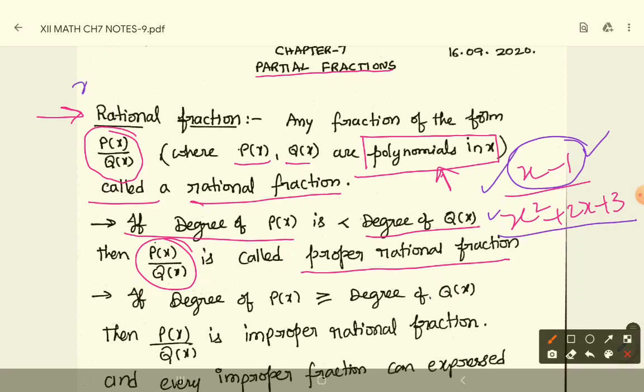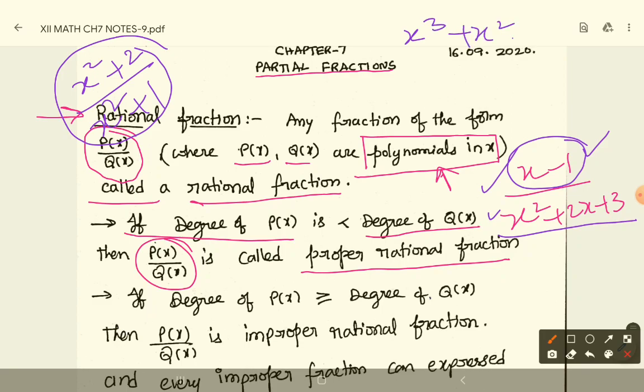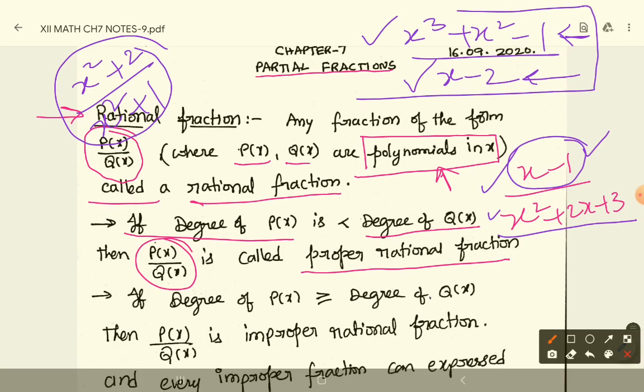But if I take x square plus 2 by x square plus 1, this time it is an improper rational fraction because the degree is equal. And if I take x cube plus x square minus 1 by x minus 2, the degree of the numerator is more than the degree of the denominator. Here numerator degree is 3, denominator degree is 1. So when the degree of the numerator is more than the degree of the denominator, it is also an improper fraction.